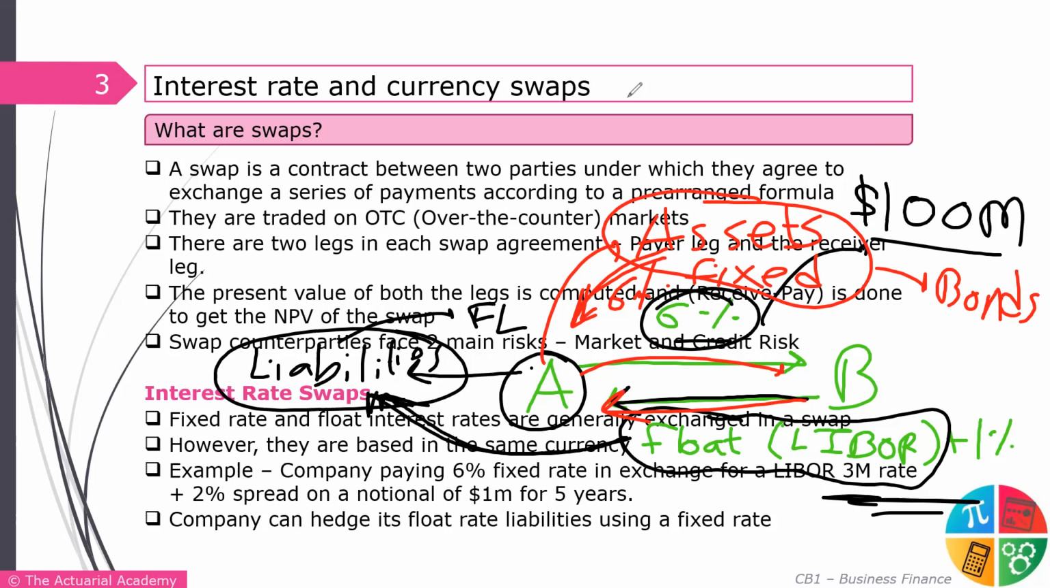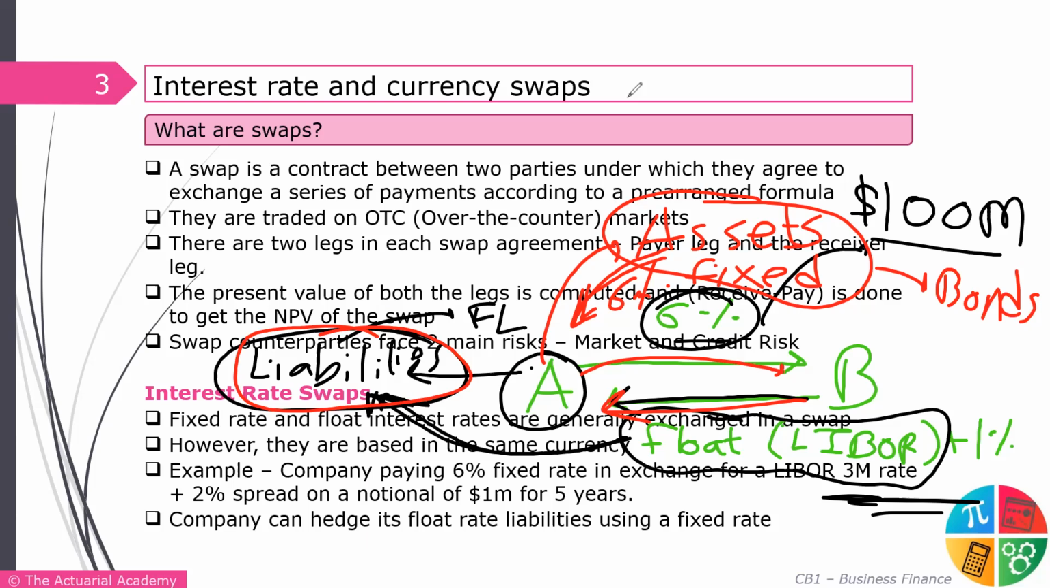So automatically, what you did is you ended up converting your fixed rate asset into a float rate asset. In this case we converted a float rate liability into a fixed rate liability. In the other case, the red one, we converted a fixed rate asset into a float rate one. So this is how a swap works.